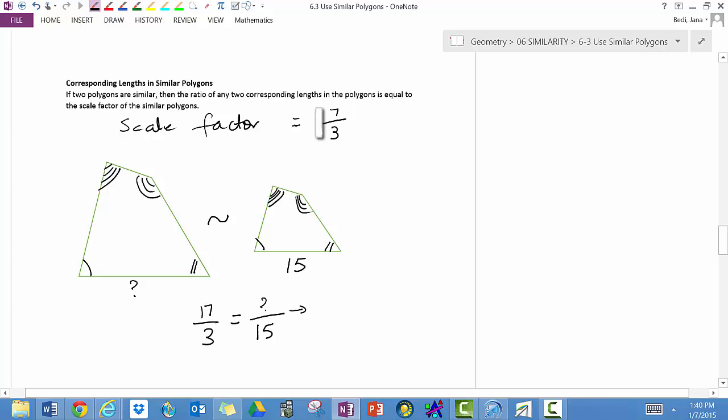We'll call it L. 7 over 3 equals L, which is the length of this segment, L over 15. So if you cross multiply, you get 7 times 15 equals 3L. And if you solve, if you divide by 3 and you divide by 3, you get L equals 35. So given the scale factor of two similar figures, you can find corresponding lengths. And just so you know, 3 goes 5 times here.